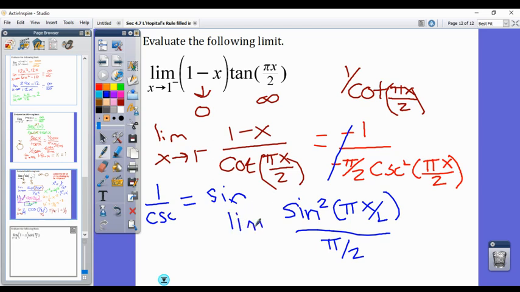All right, so then we can evaluate the limit as x goes to 1. So as x goes to 1, I'm going to end up with sine squared at pi over 2. And the sine value at pi over 2 is 1. So regardless of the fact that I've got 2 of them, 1 times 1 is going to give me 1. So I'm going to end up with 1 over pi over 2, which essentially I'm going to flip this bottom fraction and I'm going to end up with 1 times 2 over pi. So my final answer is going to be 2 over pi. And I'm done. Yay!